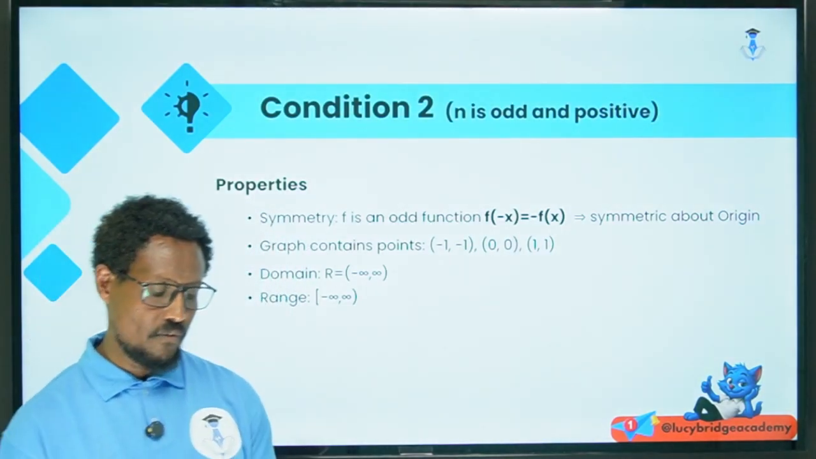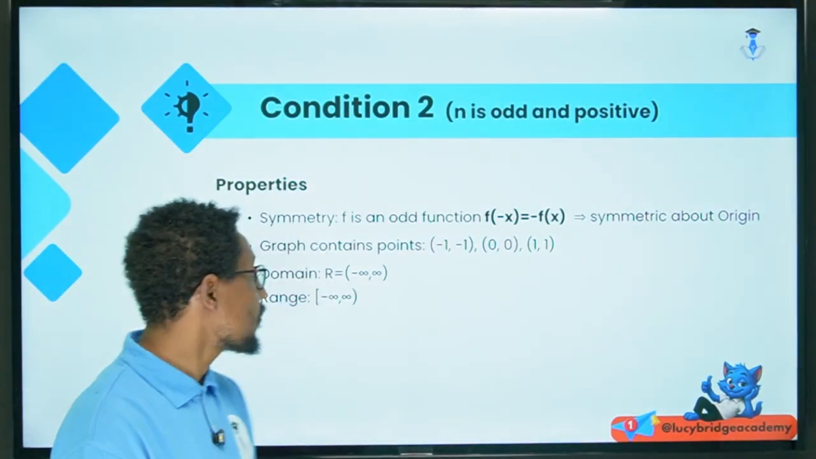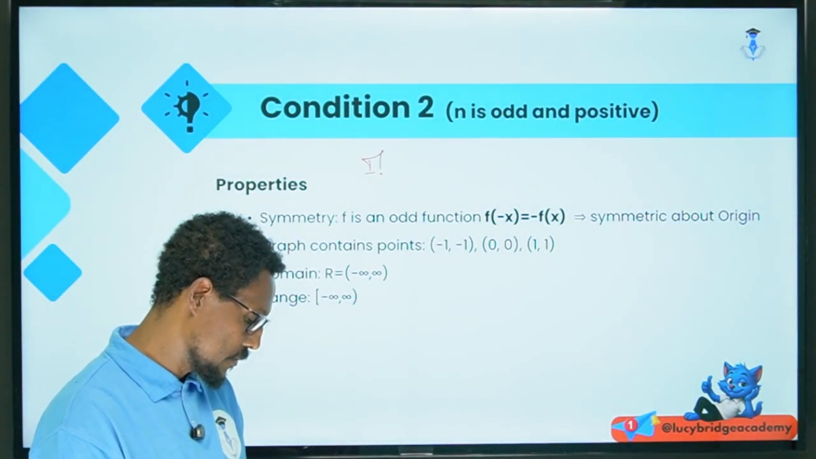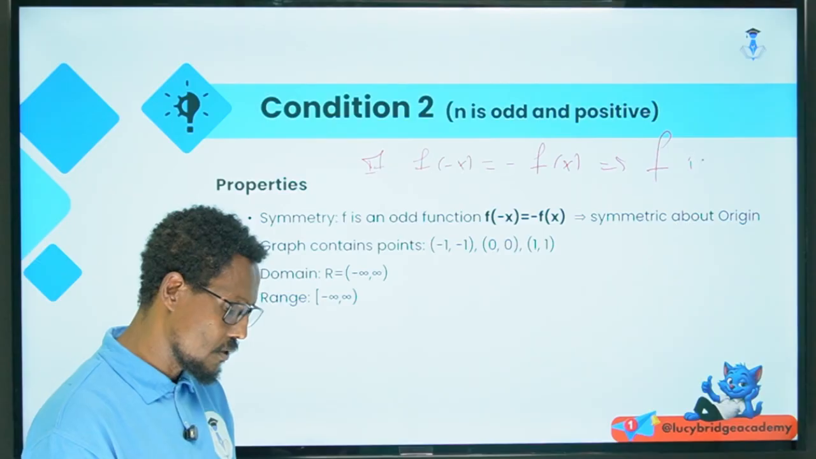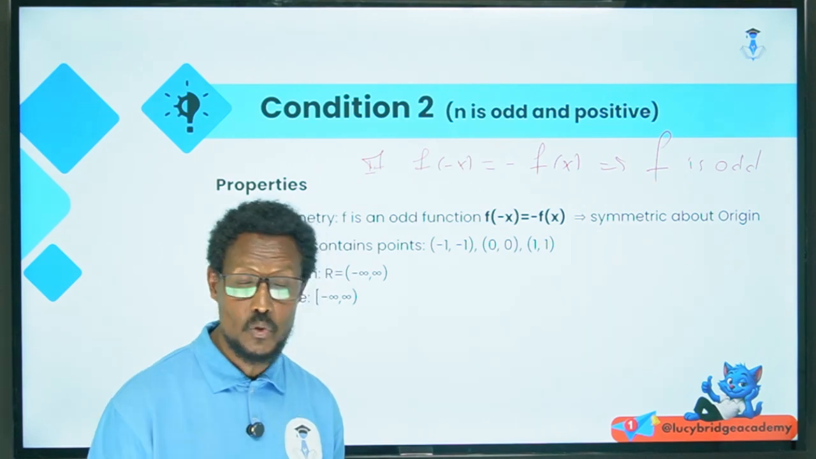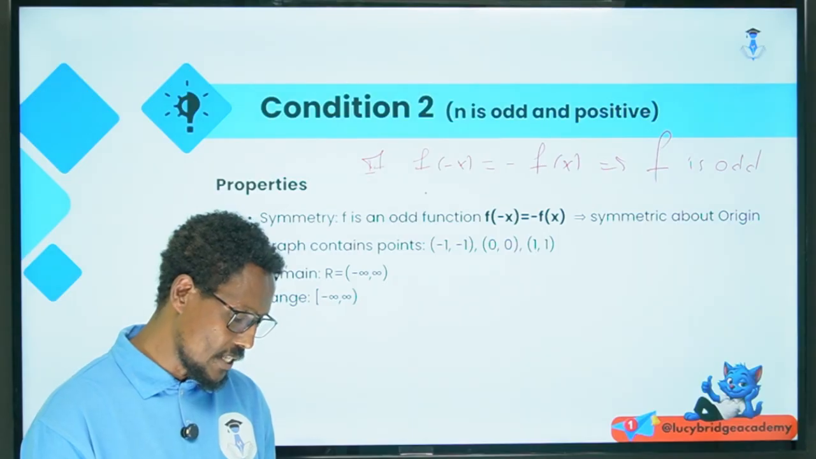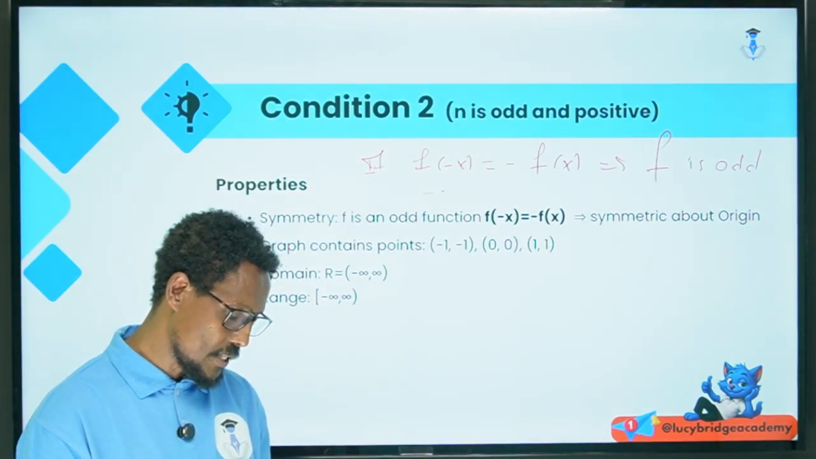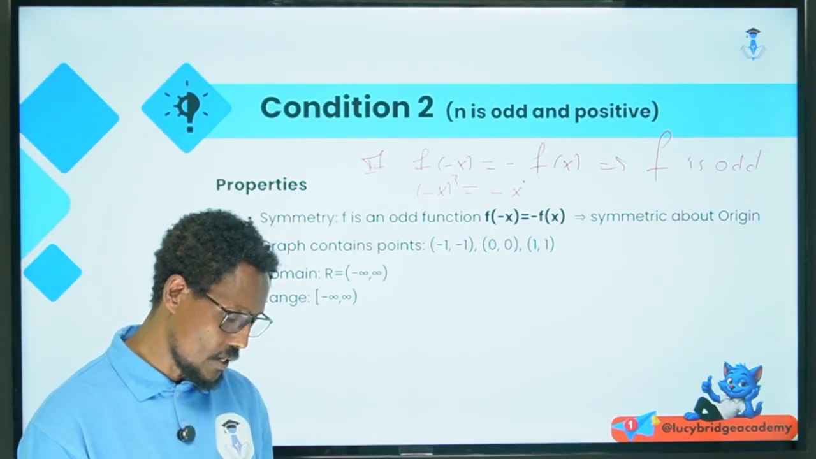Symmetry. f is an odd function, because if f of minus x is equal to the negative of f of x, this implies that f is odd. But if f of minus x is equal to f of x, then it is an even function. But this one is odd, so x cubed, minus x cubed, this is equal to minus x cubed.